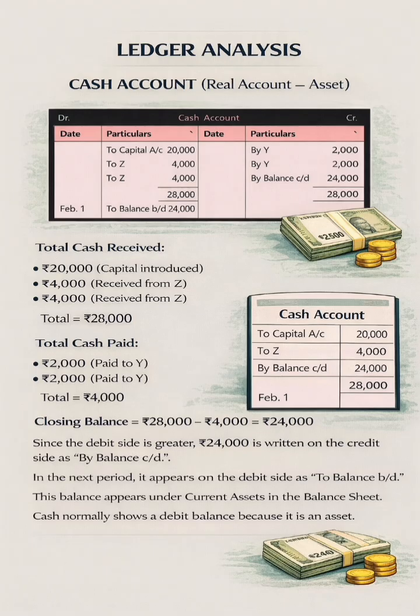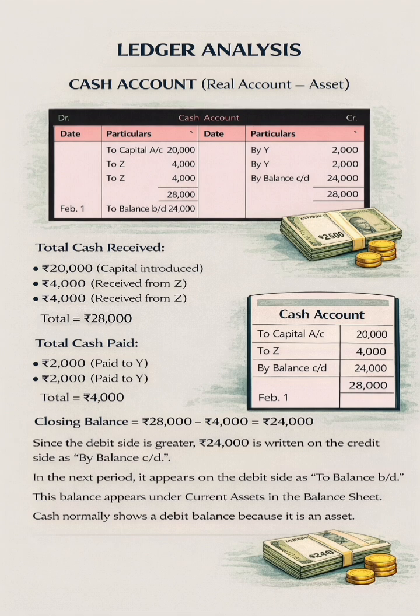Total cash paid: 2,000 rupees paid to Y, and another 2,000 rupees paid to Y. Total is equal to 4,000 rupees. Closing balance is equal to 28,000 rupees minus 4,000 rupees, which is equal to 24,000 rupees.